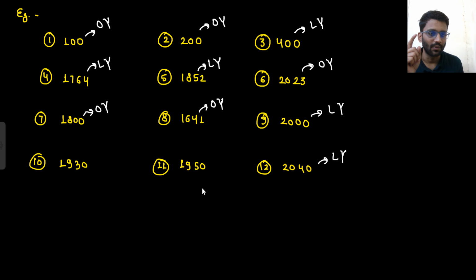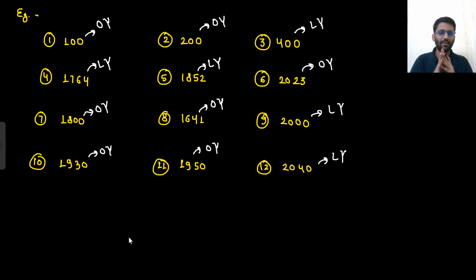Is it a century year? No. Last two digits are divisible by 4? No. That means it is an ordinary year. Tell me about this. Is it a century year? No, it's not a century year. So last two digits are divisible by 4? No. That means it is an ordinary year.